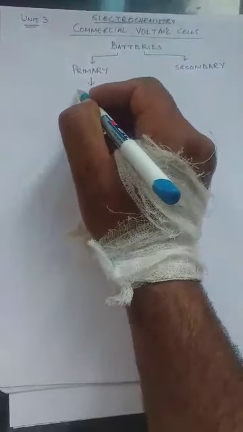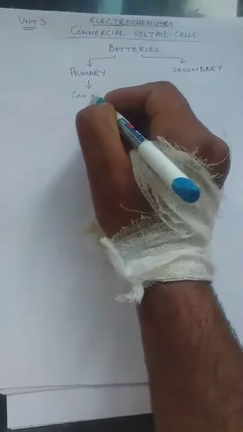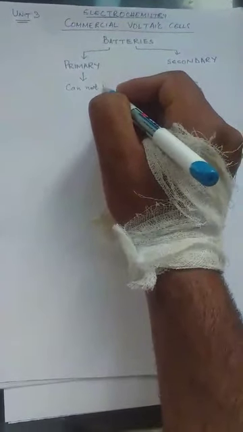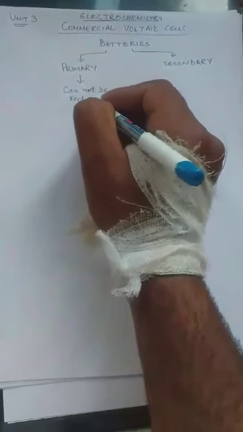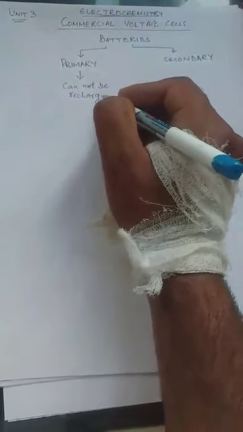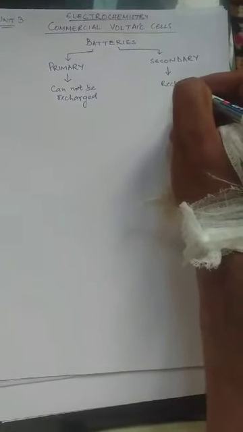One is the primary battery, another is the secondary battery. The primary batteries are those cells which cannot be recharged once used. Whereas secondary batteries are those cells which can be recharged again. For example, the dry cell, which we use in radios or transistors, or in other appliances like torches.